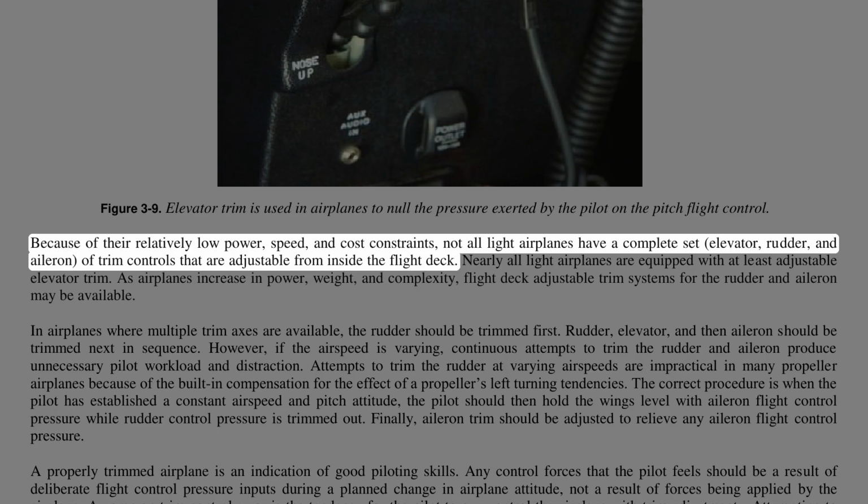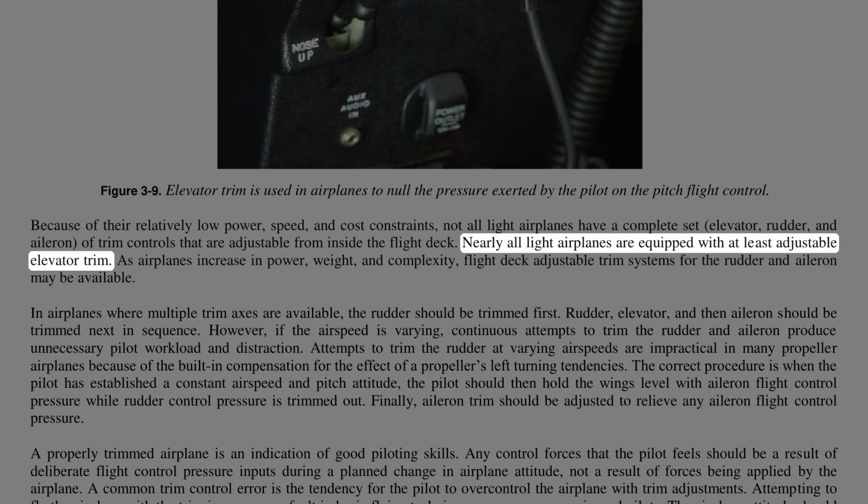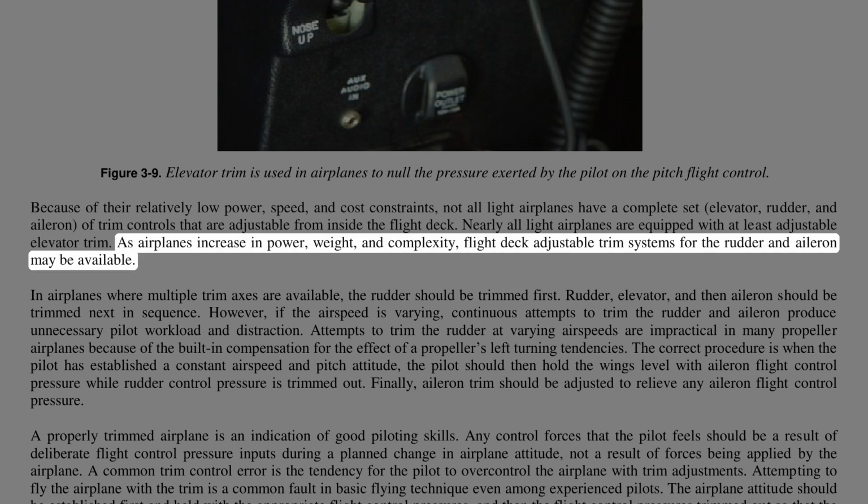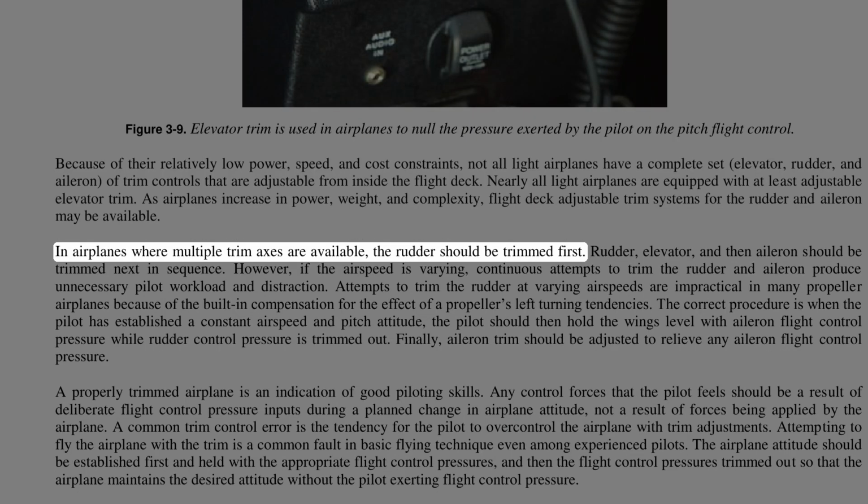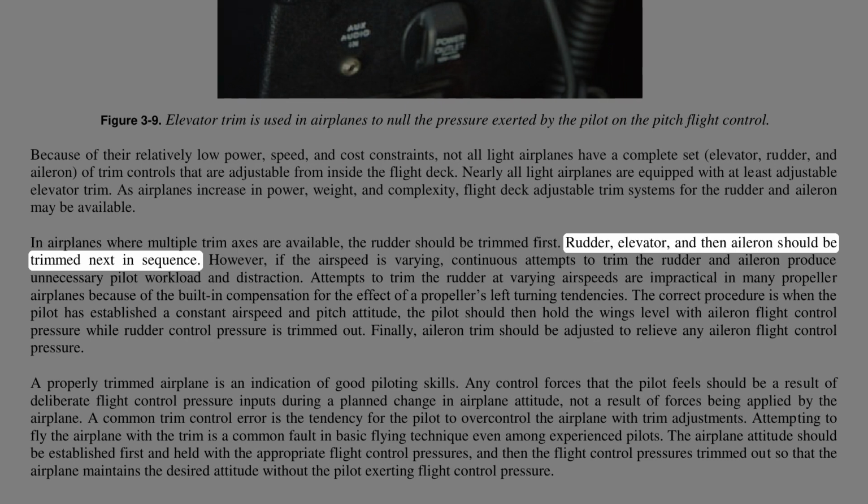Because of their relatively low power, speed, and cost constraints, not all light airplanes have a complete set, elevator, rudder, and aileron, of trim controls that are adjustable from inside the flight deck. Nearly all light airplanes are equipped with at least adjustable elevator trim. As airplanes increase in power, weight, and complexity, flight deck adjustable trim systems for the rudder and aileron may be available. In airplanes where multiple trim axes are available, the rudder should be trimmed first. Elevator, and then aileron should be trimmed next in sequence.